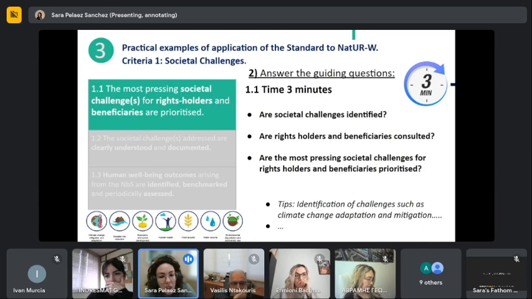We did a similar exercise during the transfer series. I hope you remember. And as a tip, I can tell you, like identification of challenges. For example, in this case of NatUR-W, it's climate change adaptation and mitigation, but there are many others. So now the clock is ticking, so you have 3 minutes.